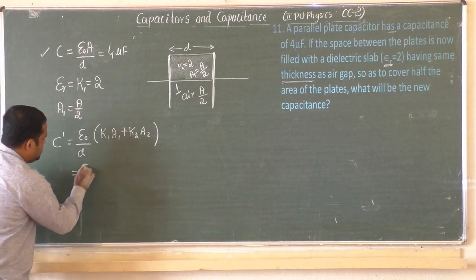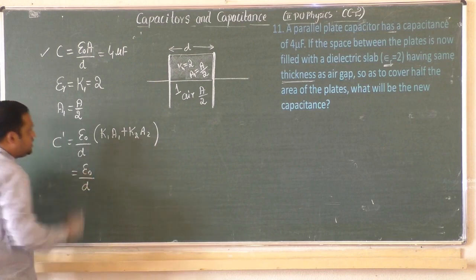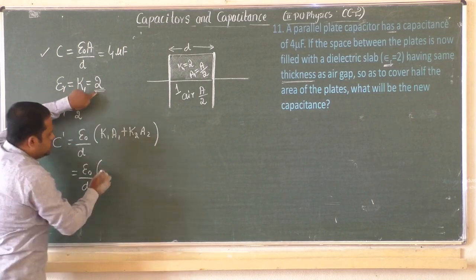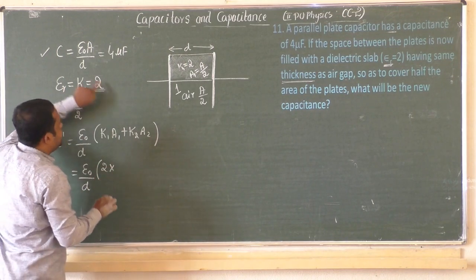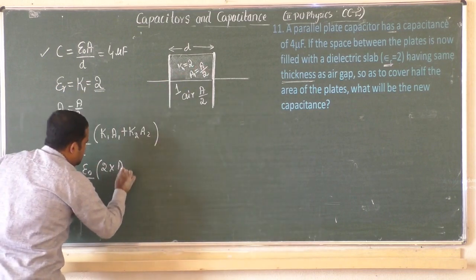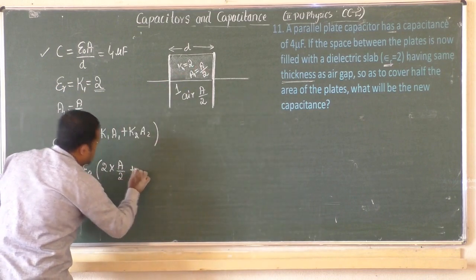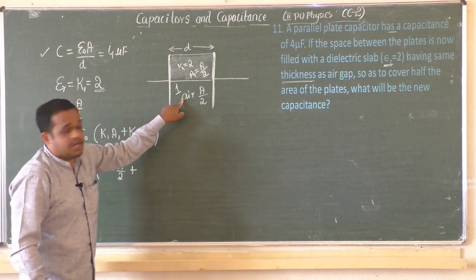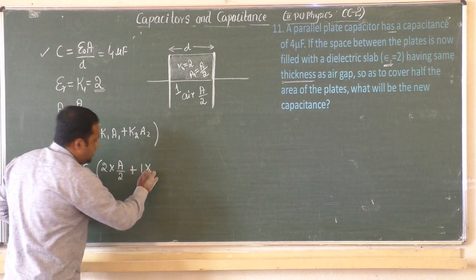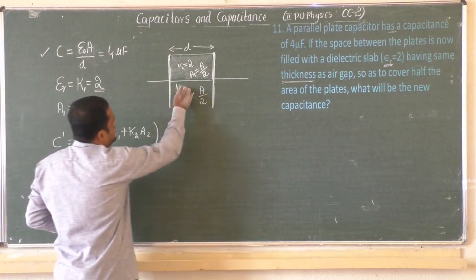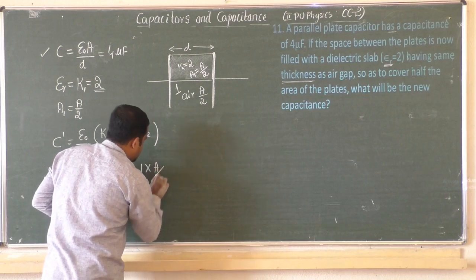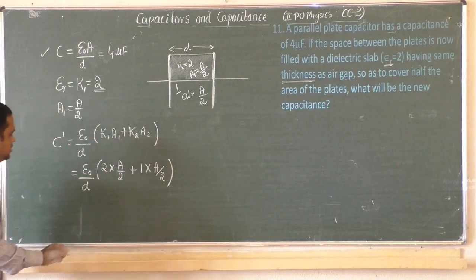Substitute the values. C dash is equal to epsilon naught divided by D, keep it as it is, into K1 value is given, it is equal to 2, into what is the area covered by first medium, A divided by 2, therefore A1 is A divided by 2, plus what is K2 now, second medium is air itself, dielectric constant of air is 1, K2 is 1, now this is K2 into what is the area covered by this region, that is equal to A divided by 2.